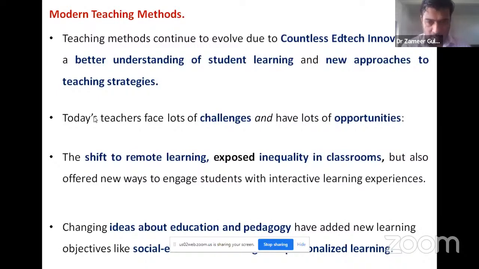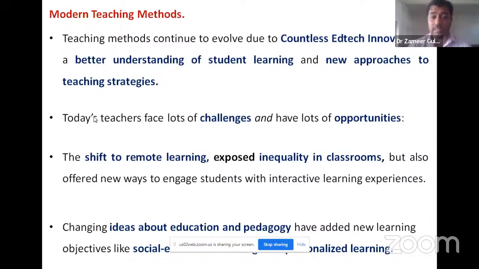If you are having 30 or 40 students in our classroom, no two students are the same. They are having different learning pace. They are having different IQ. They are having different tastes. They are having different hobbies. But our teaching system will treat them at the same level, which is not good.